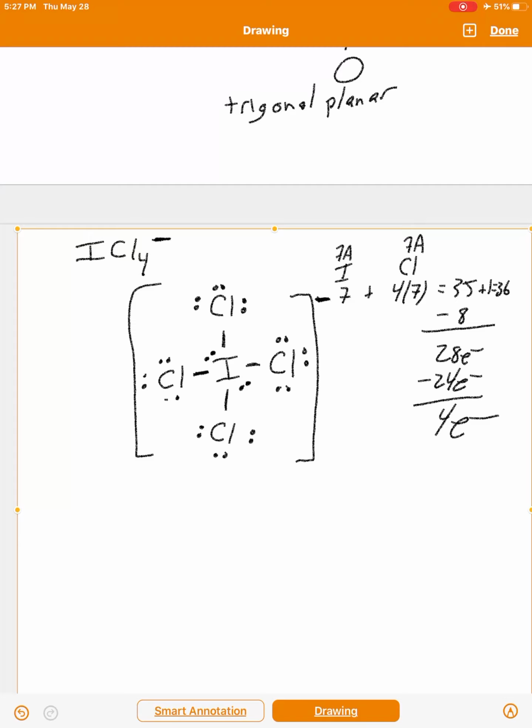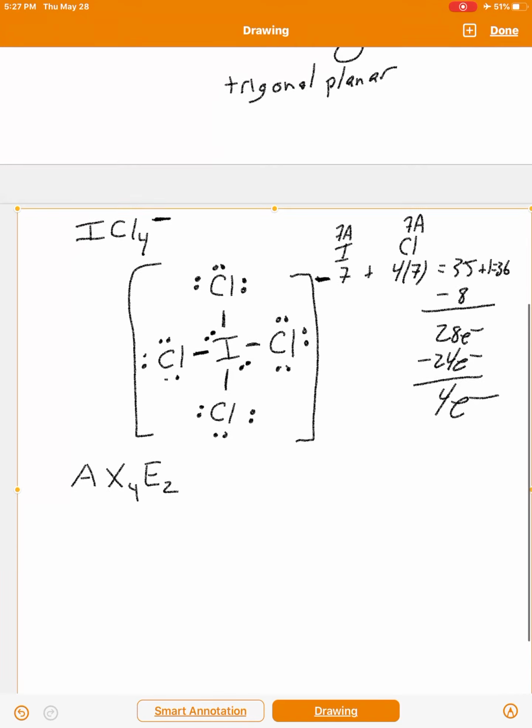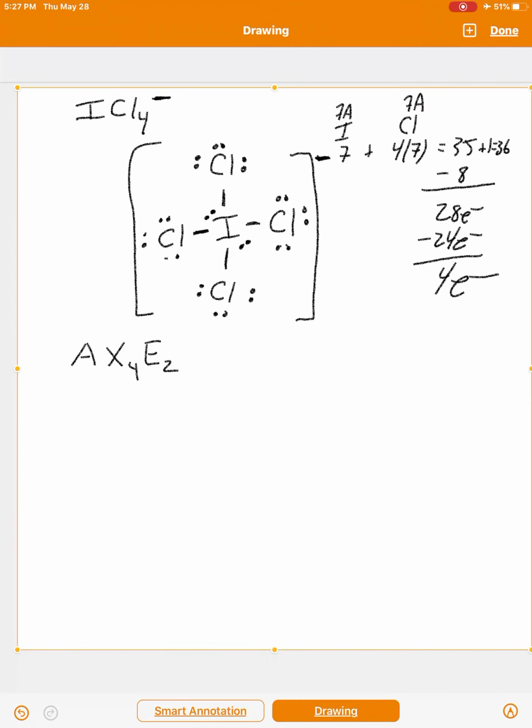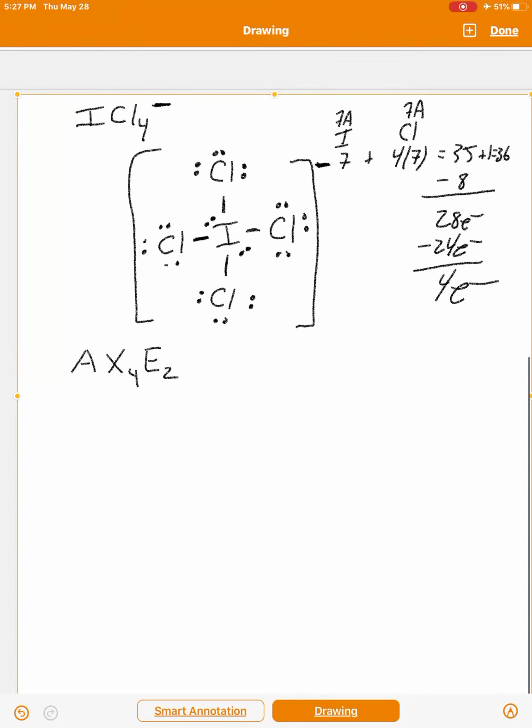We have a central atom. We have 4 surrounding atoms. And we have 2 lone pairs on the central atom. So that would be our formula. Okay? That particular arrangement of electrons, or electron groups, electron domains, I'm sorry, I was losing track of the word, electron domains, is that essentially you have 6 electron domains.